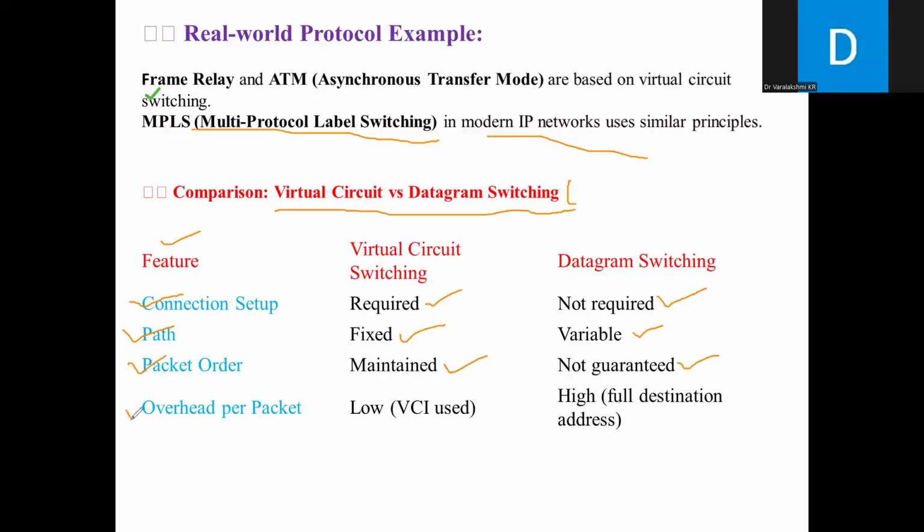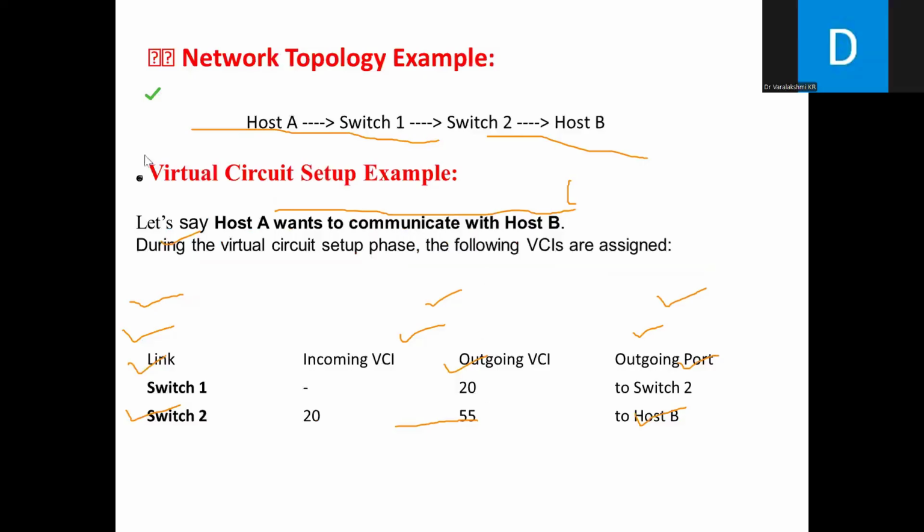Then overhead per packet. It will be high in a datagram because the full destination address needs to be carried in the header, whereas it will be low in a virtual circuit, because only the VCI, that is the virtual circuit identifier, will be used. So it will be less overhead for the packet.